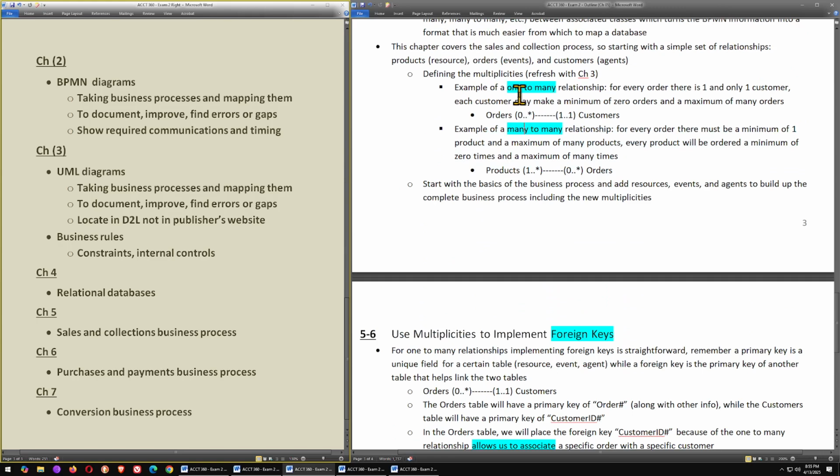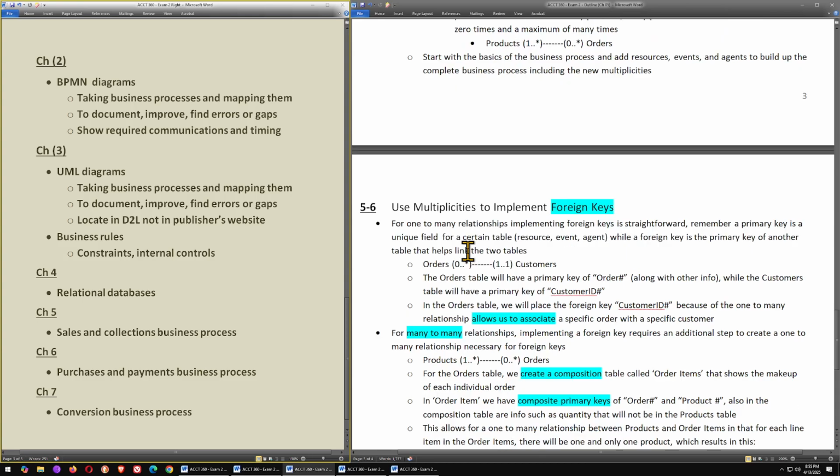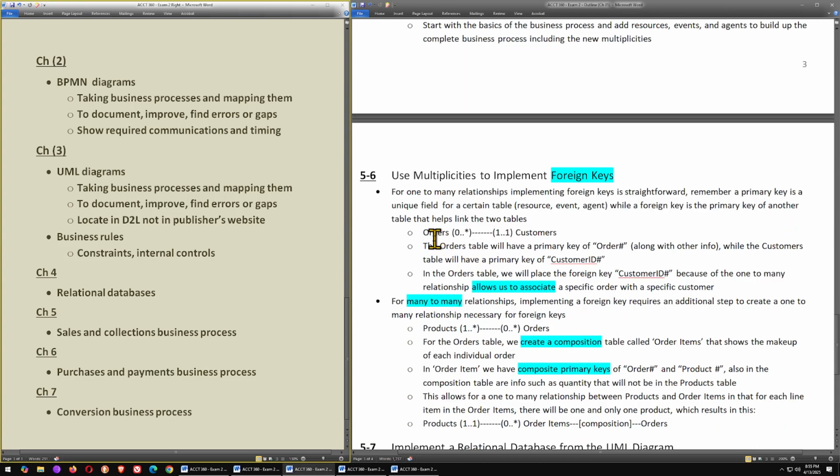In a one-to-many relationship, it's straightforward. Like here with orders to customers, the one-to-many, you will place the customer ID, the foreign key, in the orders. There's no need to have customers order. You don't have an order ID foreign key under customers. So you would have a customer ID number, which is the primary key of the customer database, and it would be a foreign key under orders.